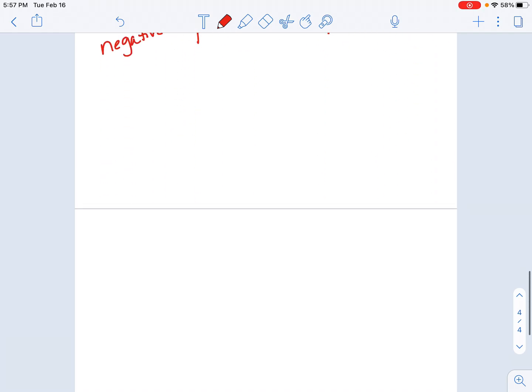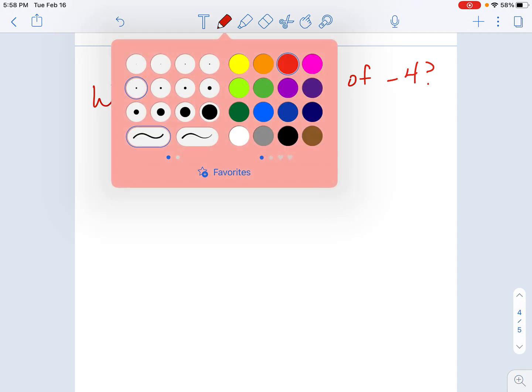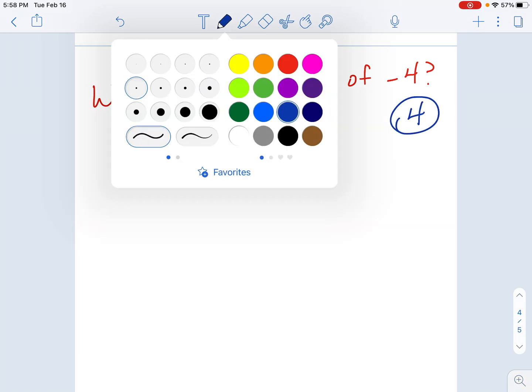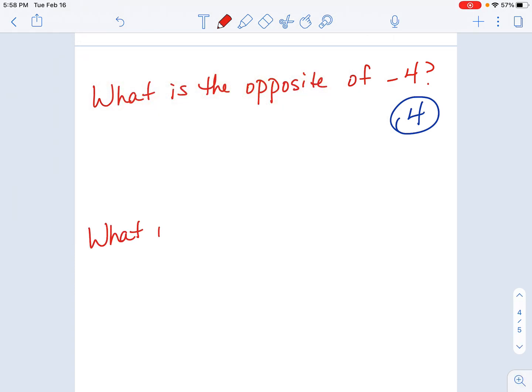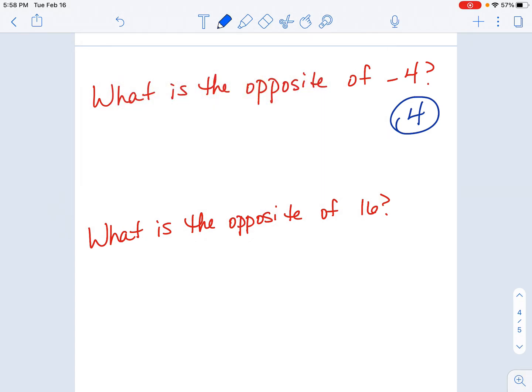So if I said, what is the opposite of negative 4? Well, the opposite of negative 4 is, sorry, I can't get the right color, positive 4. Okay, what is the opposite of 16? Well, that is a positive 16. So my opposite would be a negative 16.